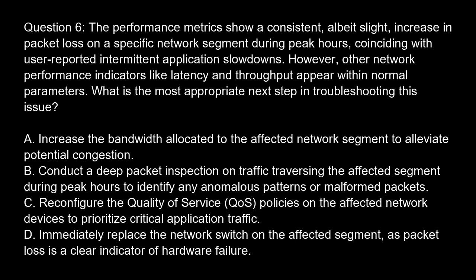Option A. Increase the bandwidth allocated to the affected network segment to alleviate potential congestion. Option B. Conduct a deep packet inspection on traffic traversing the affected segment during peak hours to identify any anomalous patterns or malformed packets. Option C. Reconfigure the quality of service (QoS) policies on the affected network devices to prioritize critical application traffic. Option D. Immediately replace the network switch on the affected segment, as packet loss is a clear indicator of hardware failure.